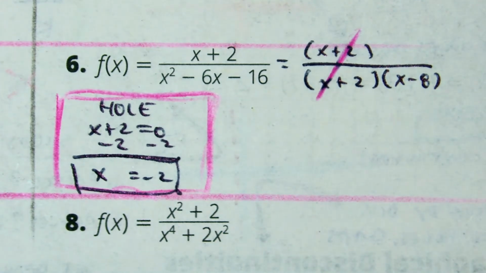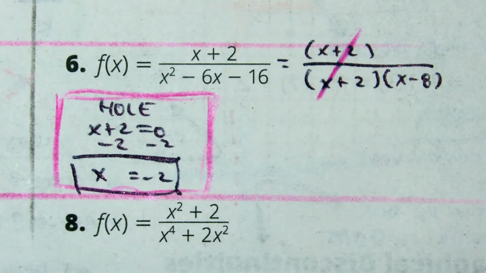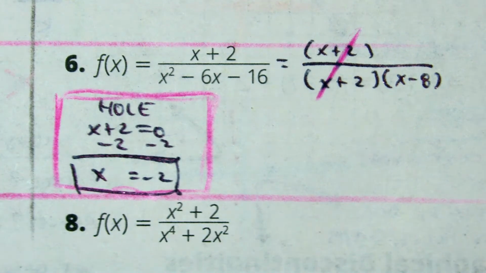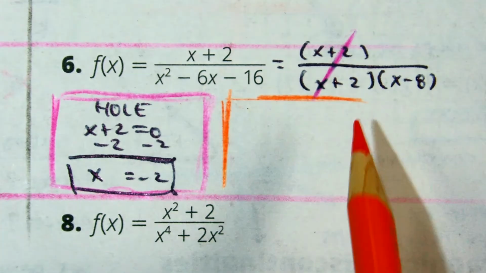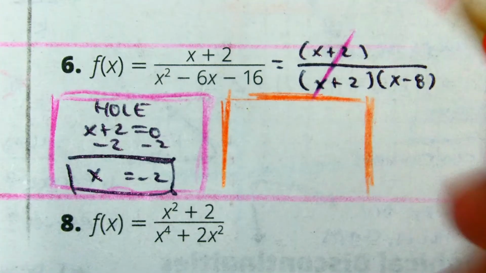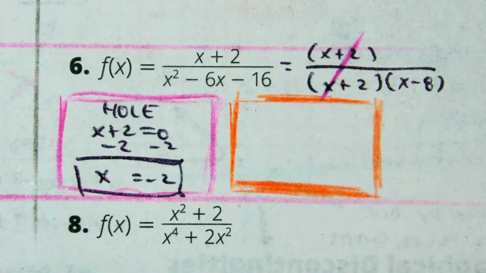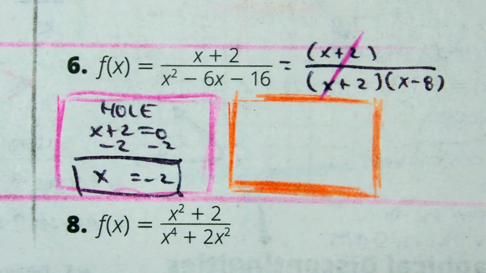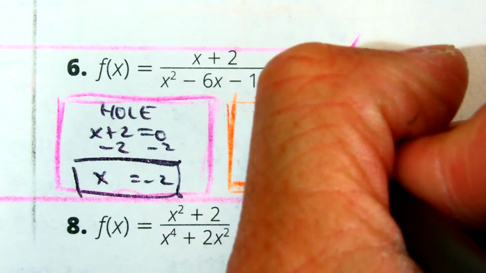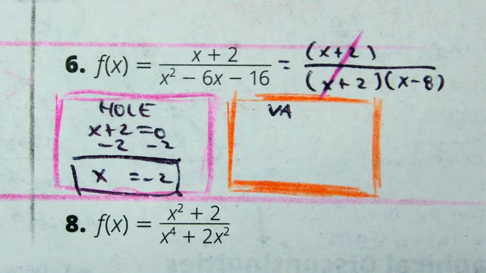Raise your hand if you got that. Eric? Step number 3? What are we setting? We just did that. We're setting the denominator not equal to 0. That's called a vertical asymptote. So what should I write in the orange box, Eric?